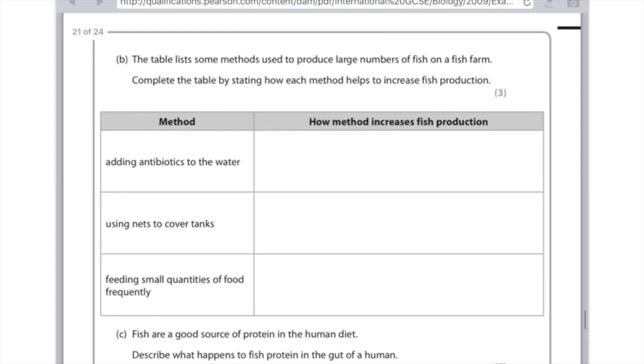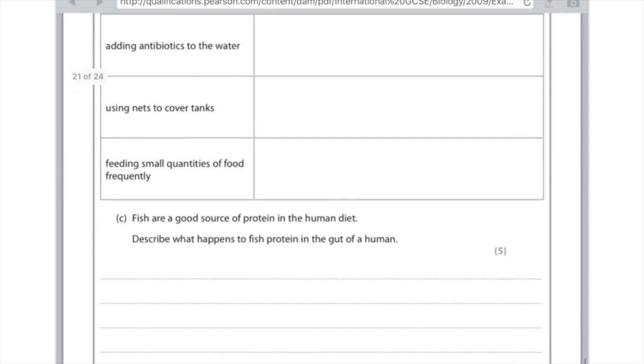Right, so adding antibiotics to the water, what that does is it kills bacteria and controls disease. Using nets to cover the tanks protects the fish from being eaten by predators, and feeding small quantities of food frequently means that all the food is eaten, so there's less eutrophication or less bacterial growth.